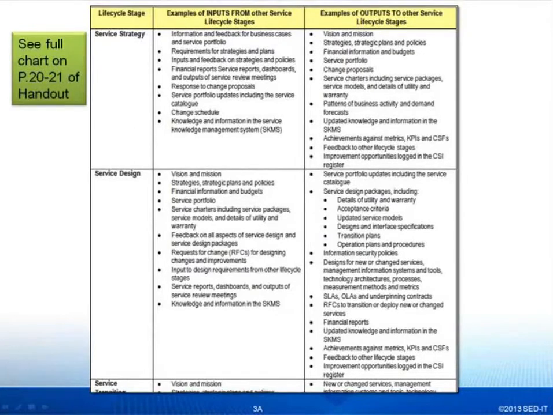First of all, how do you read it? Well, very simply, the life cycle stage is in column 1. The second column is examples of inputs from other life cycle stages. So what are other life cycle stages providing to service strategy? The last column, where it says examples of outputs to other service life cycle stages, we're talking about, for example, the first life cycle stage, which is strategy, what strategy provides to the other 4 life cycle stages. Okay, you don't need to be a Rhodes Scholar to figure that one out, but you have to keep in mind who's getting what from whom.